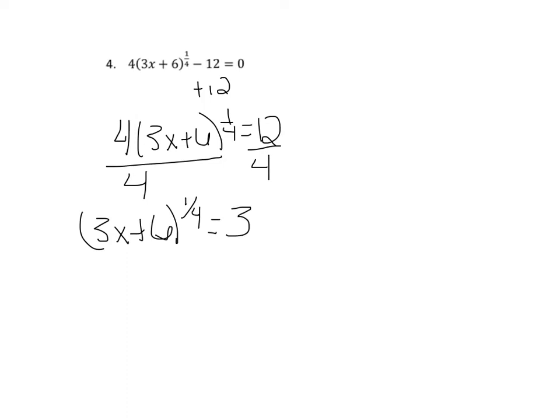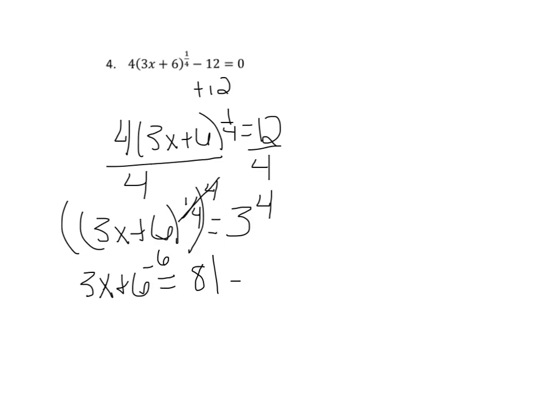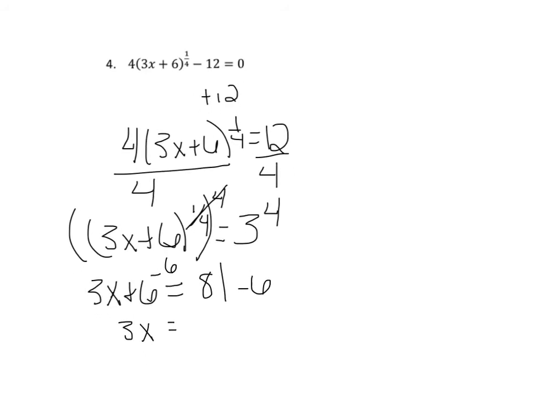Now, remember, if something is raised to the 1/4, to get rid of it, we want to raise it to the 4th power so it cancels. So 1/4 to the 4th power cancels, or divides to 1, and I'm left with 3x + 6, which gives me 3 to the 4th power, which is 81. I need to subtract 6 from both sides, so I have 3x equals 81 minus 6, which is 75. And divide both sides by 3. x would be 25.